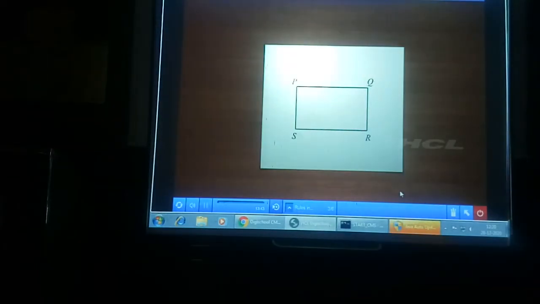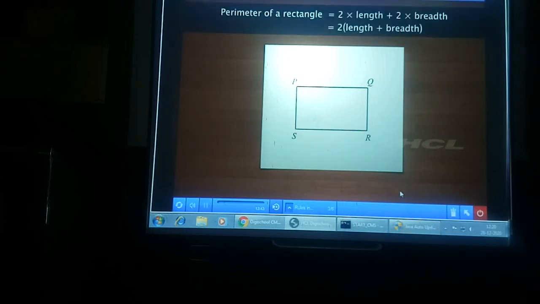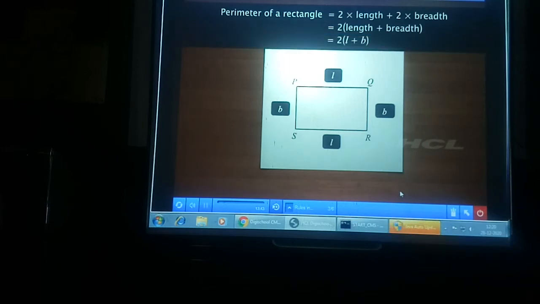Similarly, we can use variables to formulate a rule for finding the perimeter of a rectangle. We know that the perimeter of a rectangle is 2 times the sum of its length and breadth. The length and breadth can be of any value. Therefore, we can use a variable such as L to represent the length and another variable such as B to represent the breadth of a rectangle. Thus, we can state that the perimeter of a rectangle is 2 times the sum of L and B.